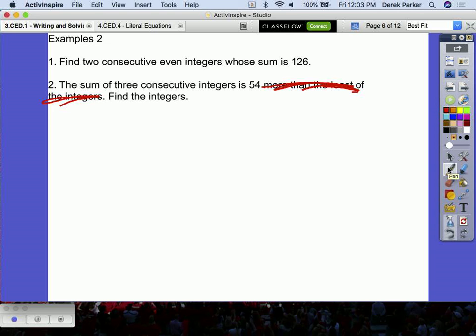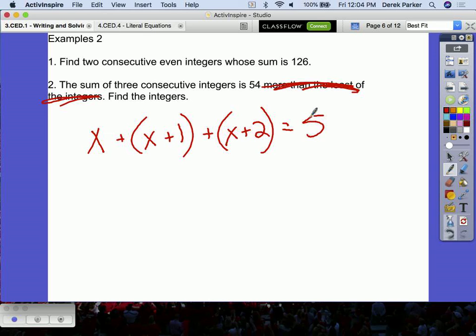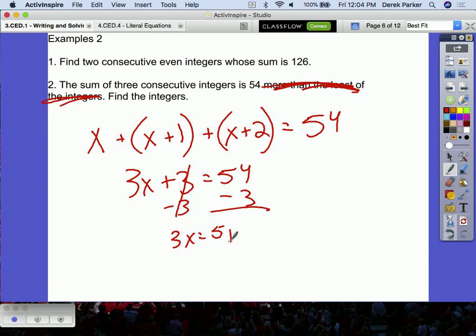Okay, sum of 3 consecutive. My first is x. My second would be x plus 1. And then my third would be x plus 2, and all of that equals 54. I now combine like terms, and I get 3x plus 3 equals 54. Subtract 3 from both sides, and I get 3x equals 51. And then x equals 17. So our 3 consecutive integers would be 17, 18, and 19.